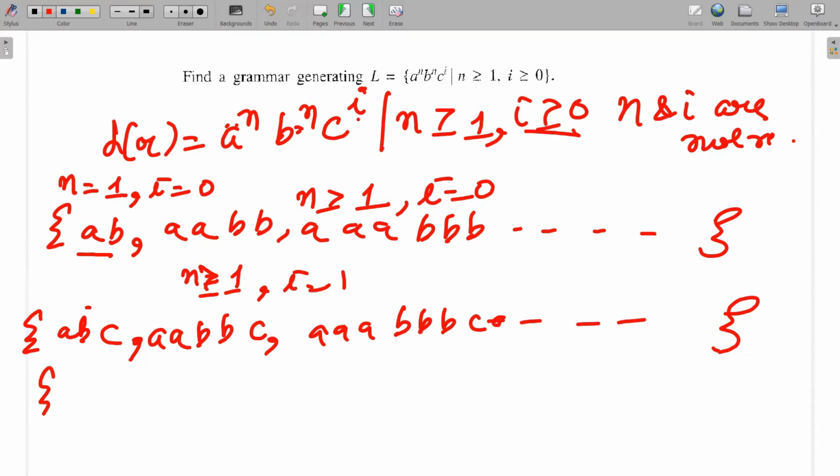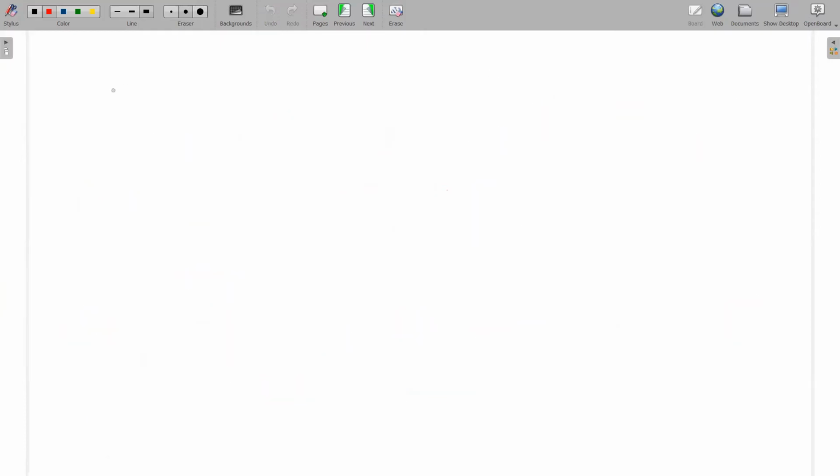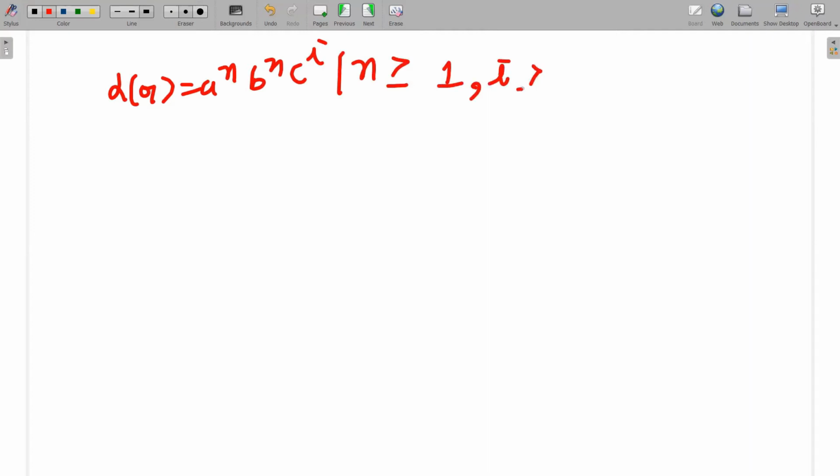I may get this answer also, ABCC, AABBCC. I get AAABBBCC. So many answers I can get. Now, this is a very huge kind of answer. But firstly, we have the language as a^n b^n c^i, where n is greater than or equal to 1 and i is greater than or equal to 0. The main important thing is these are not related.